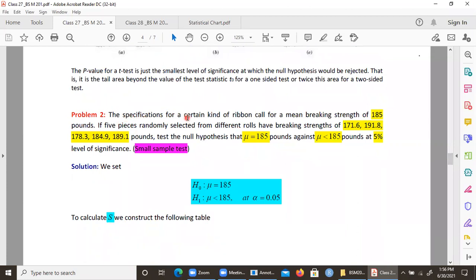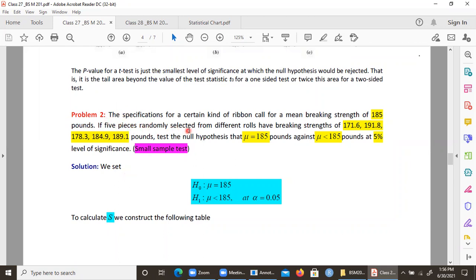It is given that the specifications for a certain kind of ribbon call for a mean breaking strength of 185 pounds. So obviously this mean breaking strength mentioned here is the mean breaking strength of the population, which is 185. So immediately you can write that our null hypothesis is that the population mean mu, which denotes the mean breaking strength, is 185. We want to test it. If 5 pieces are randomly selected, instantly you can say that since I'm selecting only 5 items, it is less than 30. So it is a small sample test.